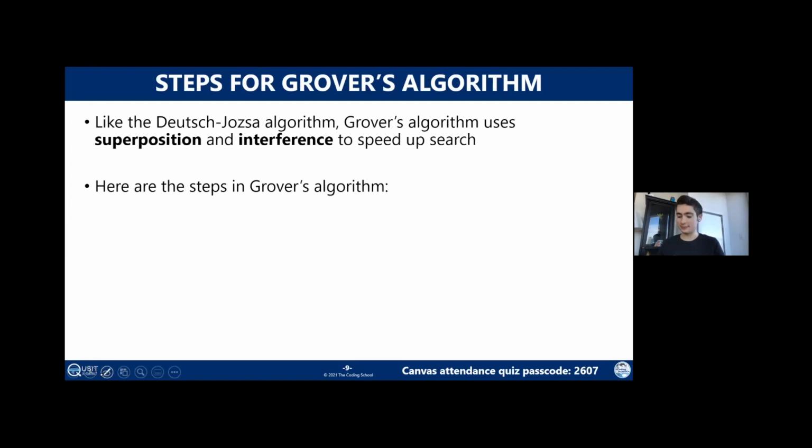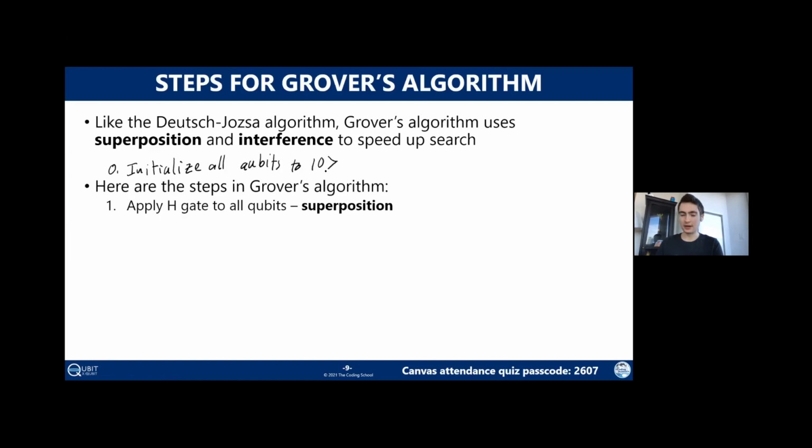There are only three steps to this. It's actually fairly straightforward, although I will say step number 2 is quite complicated. Step 1 is to apply Hadamard gates to all qubits. So in theory, there's a step 0, which is to initialize all qubits to ket 0. So everything starts off in the 0 state. Then we apply H gates to all of the qubits, and what that does is it creates an even, uniform superposition over all possible states.